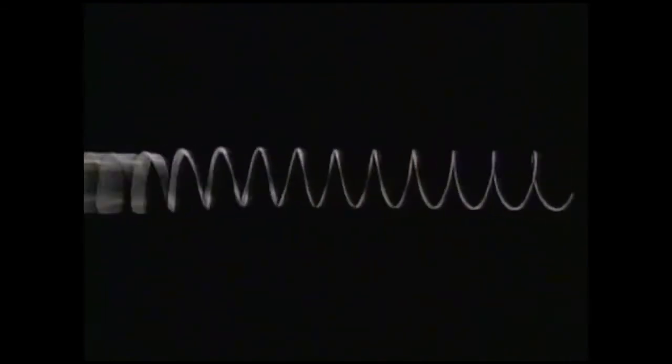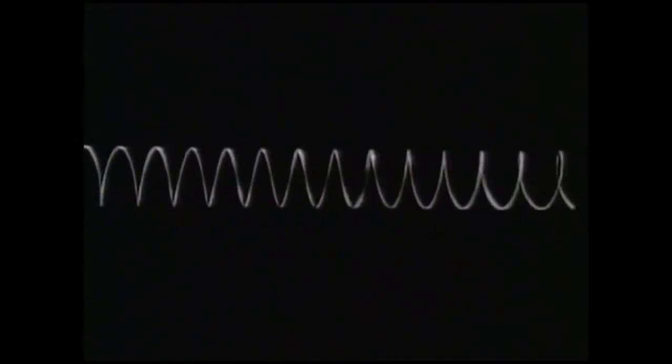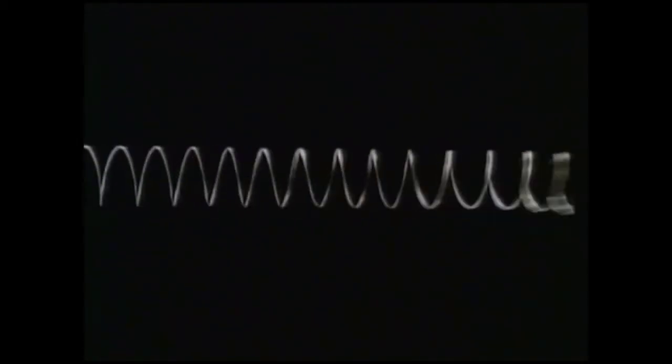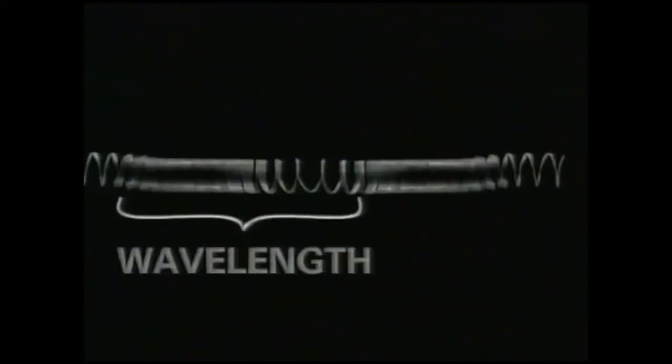The vibration of the tuning fork sends waves along the spring. The waves are made up of some places where the coils are closer together and others where they're further apart. Let's slow the film down for a better look. For any note, the distance between the start of one compression and the start of the next is always the same. This is called the wavelength.